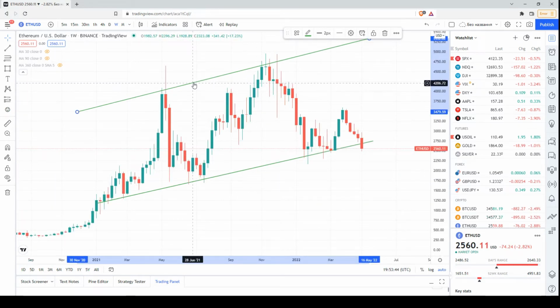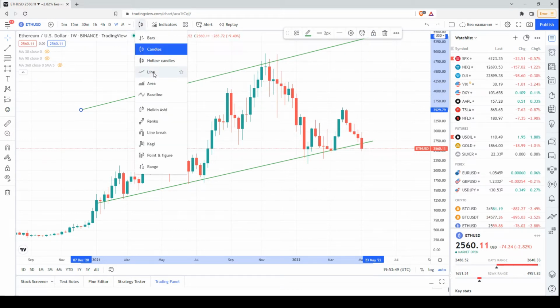Moreover, we've been talking about this potential ascending channel. So let me switch to the linear chart again.